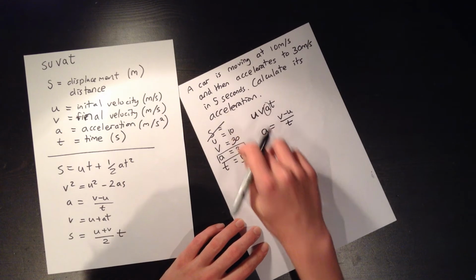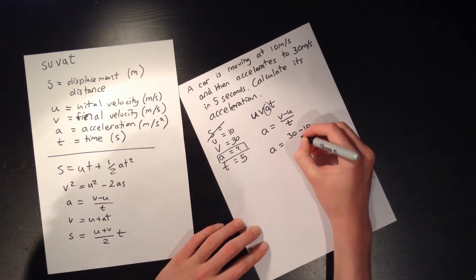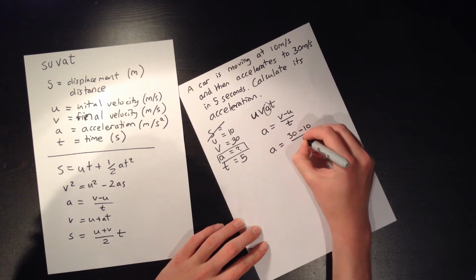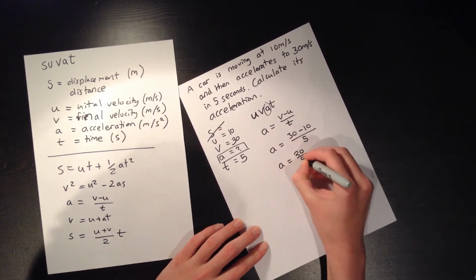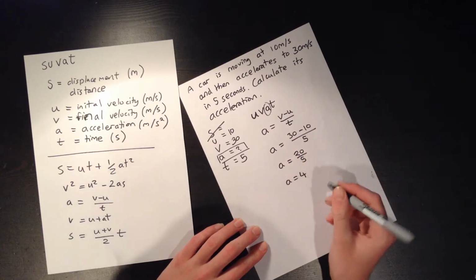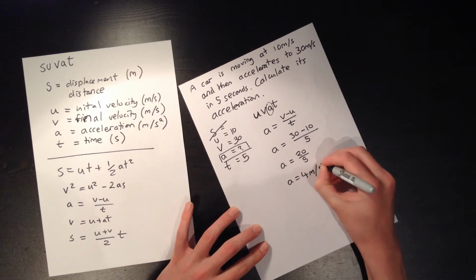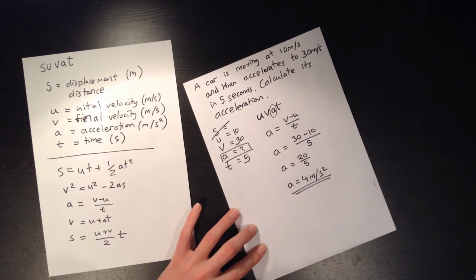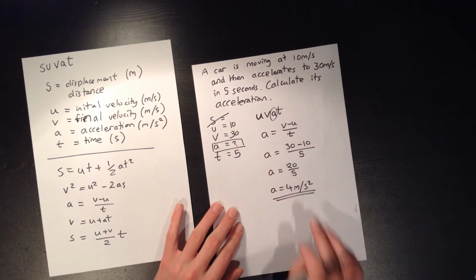So if we put in the numbers that we have, a equals 30 minus 10 over 5, which means a equals 20 over 5. So a equals 4, and if we remember what units to use, meters per second squared. So in this example, the acceleration of the car is 4 meters per second squared.